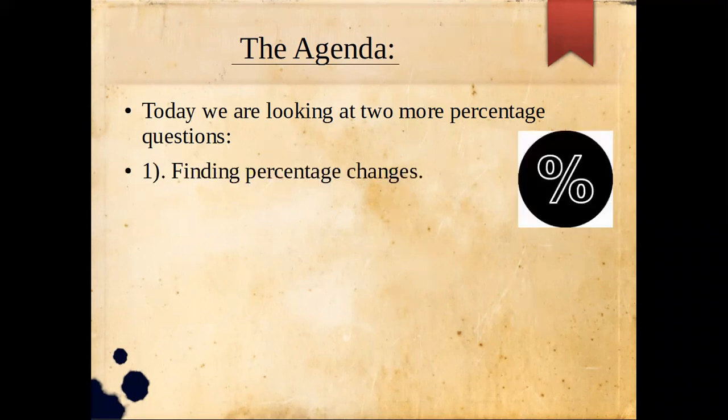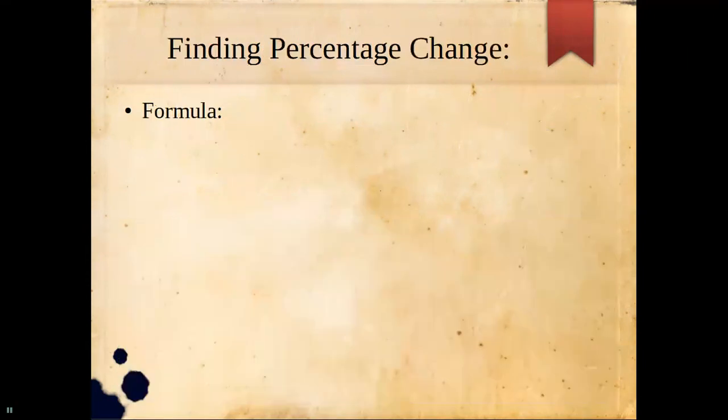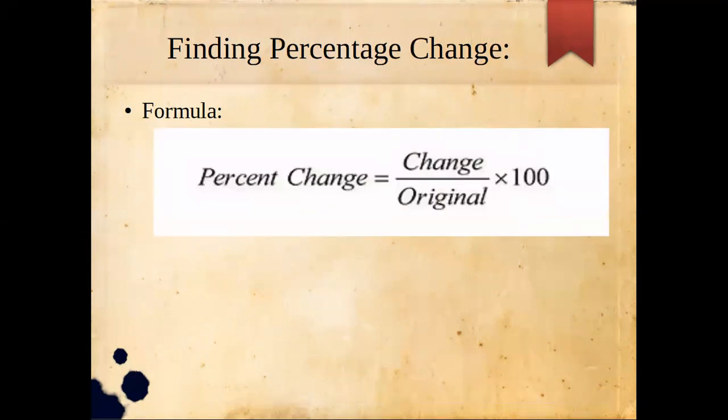The first type is finding percentage changes, and the second type is finding original values. So let's get started with finding percentage change. We've got a formula for this, or an equation, and this is quite useful. The equation is percent change equals change divided by original value times 100%.